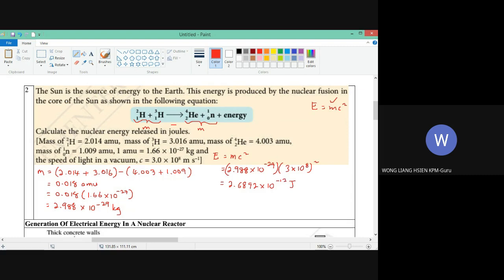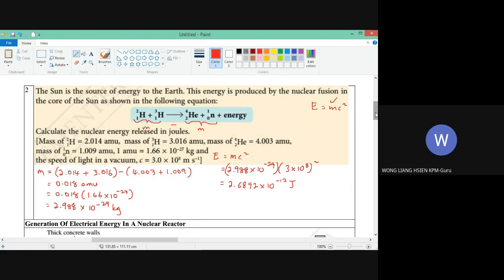The amount of energy looks very small, but remember, the sun is very, very big, so there are billions and trillions of deuterium and tritium that fuse together at the same time. So it will be able to release an extremely large amount of energy.